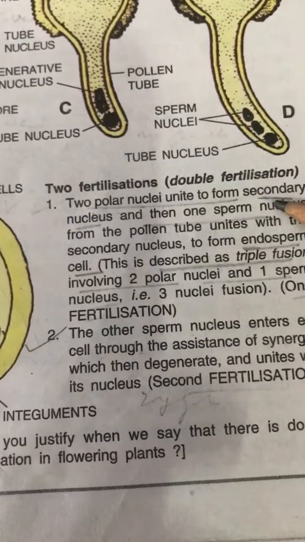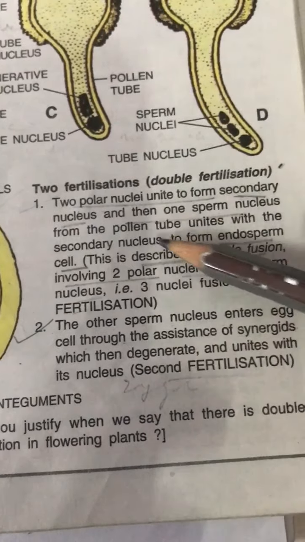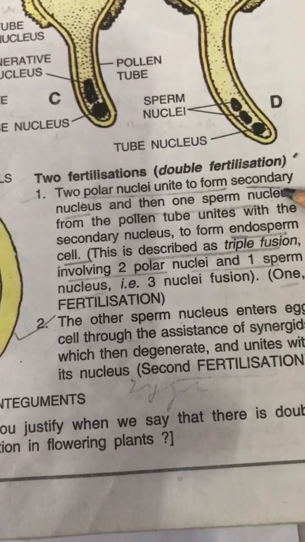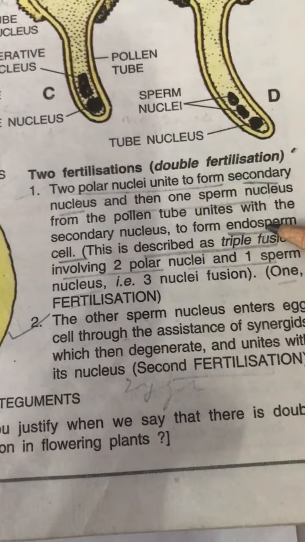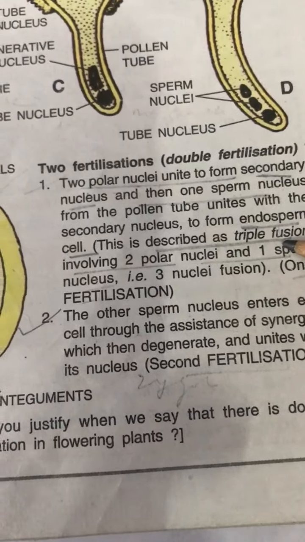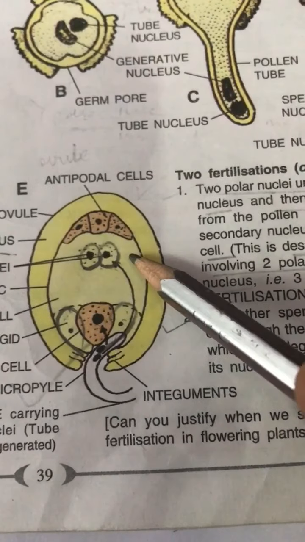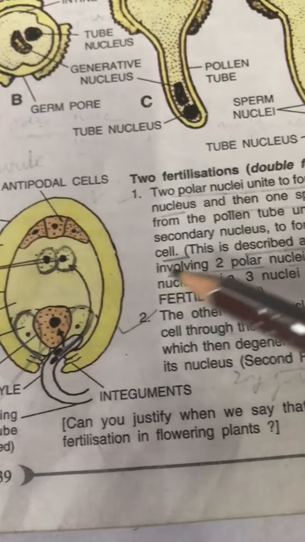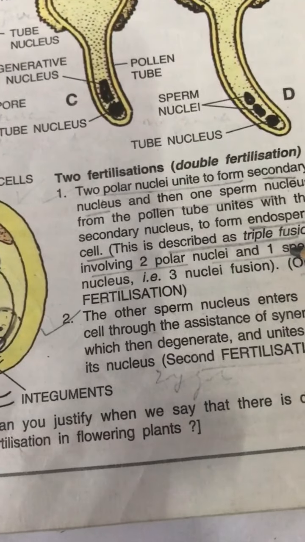There are two polar nuclei fusing with each other and then fusing with the sperm nucleus or the male gamete to form the endosperm nucleus. This is also known as triple fusion, because three things are fusing: the two polar nuclei to one another and then with the male gamete. So this is called triple fusion.